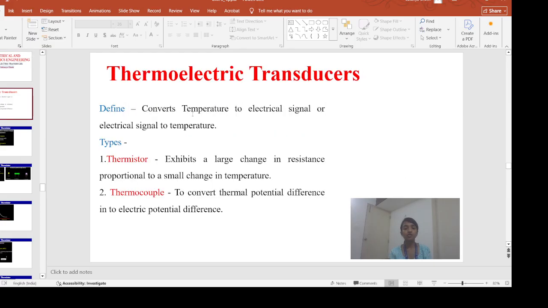What is a thermoelectric transducer? It will convert the temperature to the electrical signal or electrical signal to temperature. So this thermoelectric transducer that we will be mainly studying here are classified into two types. One is thermistor. If there is a change in the temperature, there will be change in the resistance. If you can measure the change in the resistance, you can measure how much is the change in the temperature. Then another thermoelectric transducer is a thermocouple. They will convert the thermal potential difference into the electrical potential difference.